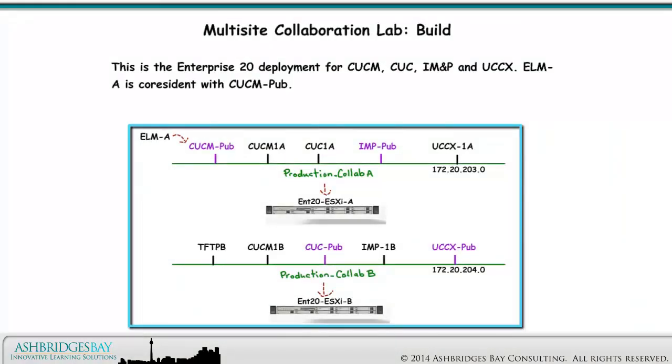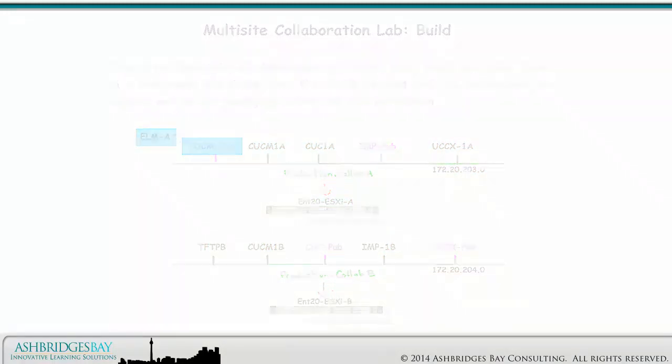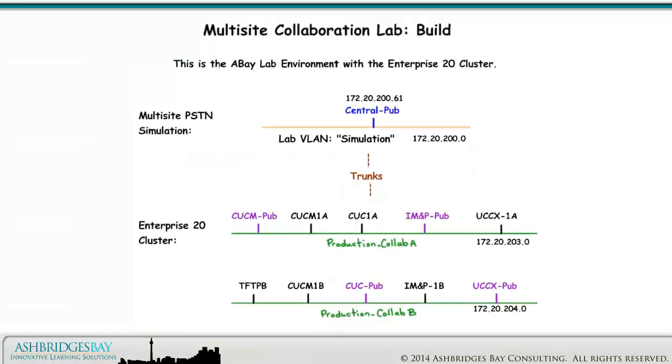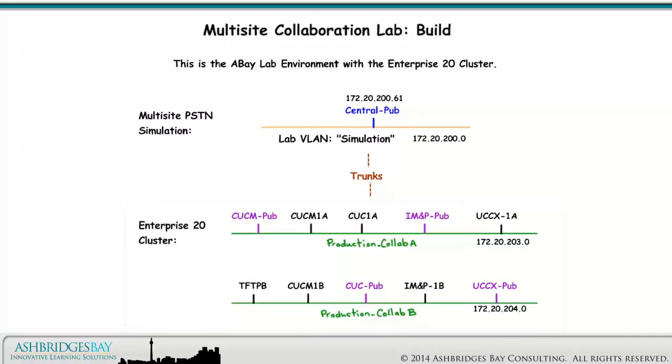This is the Enterprise 20 deployment for CUCM, CUC, IM&P, and UCCX. ELM-A is co-resident with CUCM Pub. This is the ABay lab environment with the Enterprise 20 cluster. The multi-site PSTN simulation is provided by a single CUCM VM, Central Pub. The Enterprise 20 cluster is connected to the multi-site PSTN simulation via H.323 and SIP trunks.